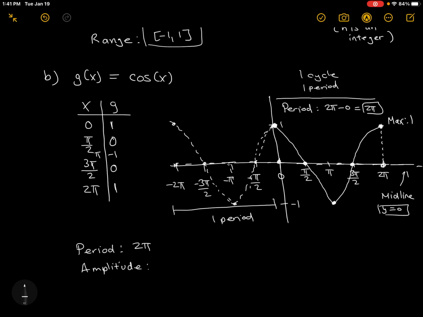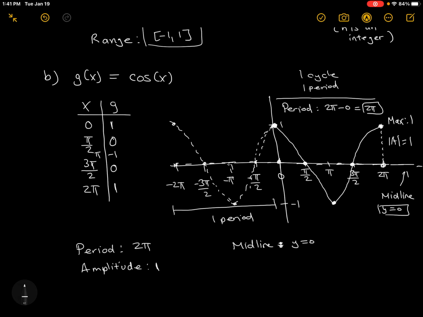Okay, so you can write that out here. Midline is y is equal to 0. And the amplitude is the distance from here to here, from the max to the midline, and the amplitude in this case. Why do we draw absolute value? Because distance is positive. The amplitude is just 1.